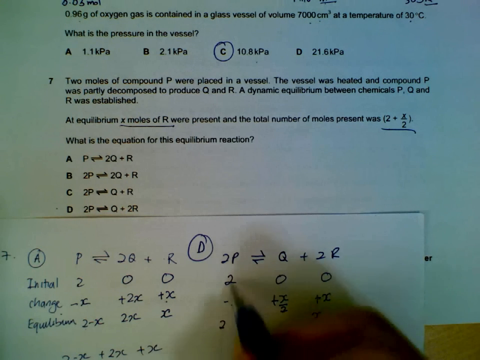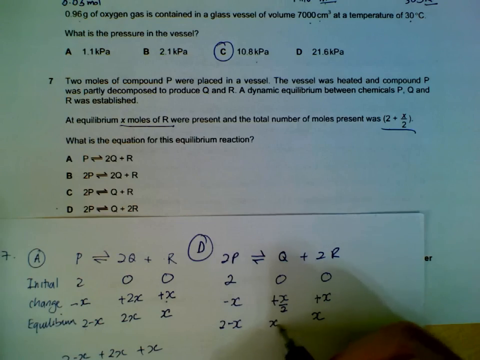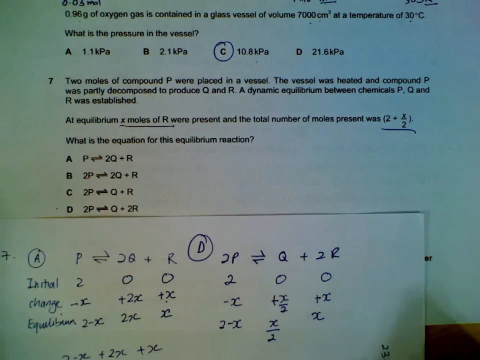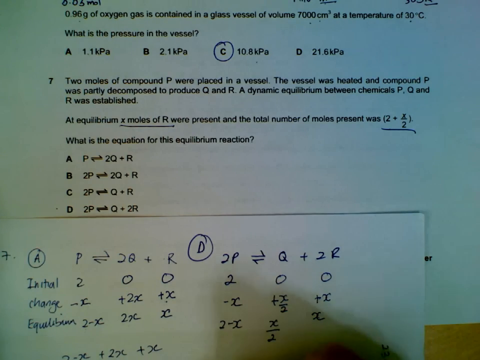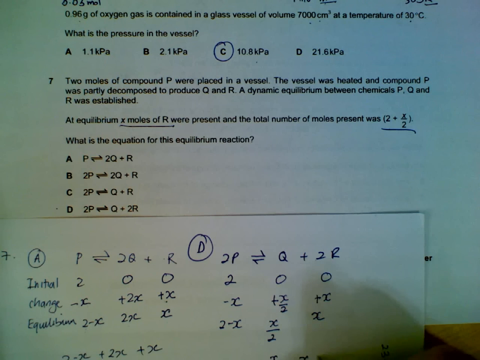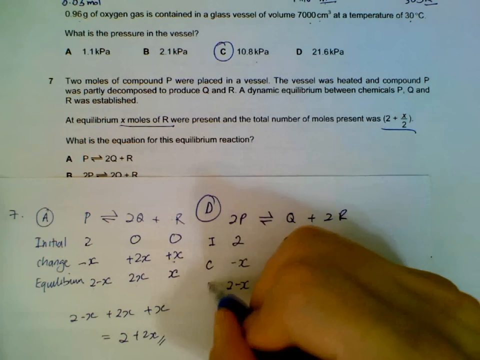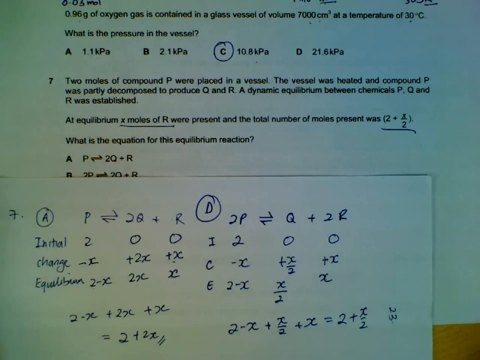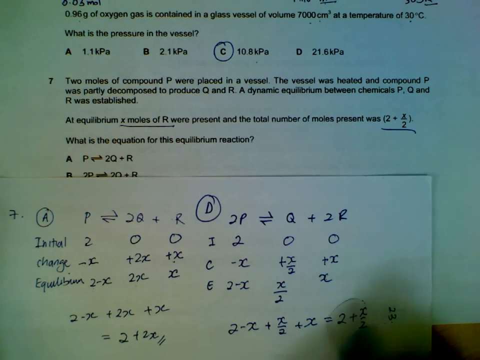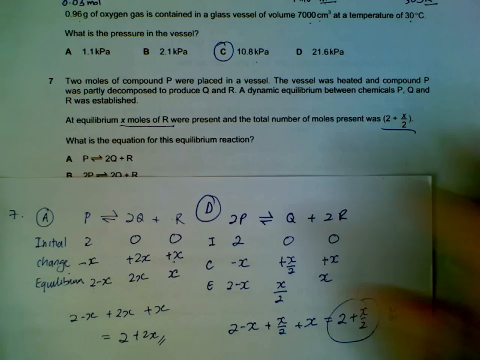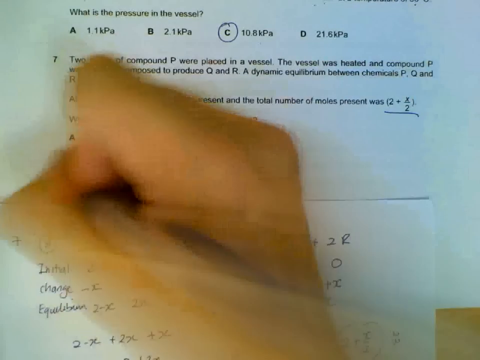In total, we have 2 minus x for P, x over 2 for Q, and x for R. We total it up: 2 minus x plus x over 2 plus x, we get 2 plus x over 2. This is the initial, this is the change, this is the equilibrium. So finally, we have this that corresponds to the information here. That's why you will follow this equation D.